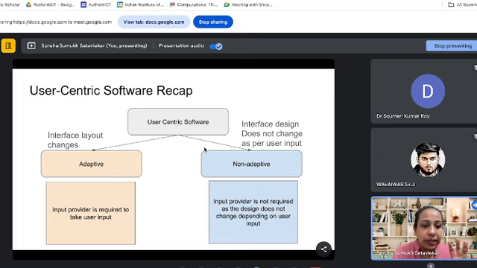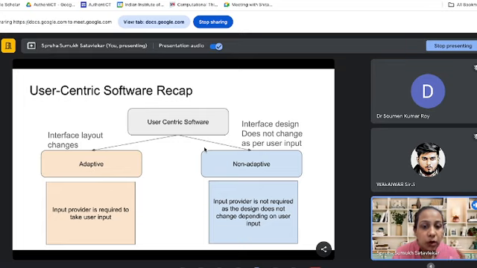To make it user centric, there are two ways. One is to continuously take in the user's input, capture it, and then make the layout adaptive. That is the adaptive way of doing it. The other option is not to capture the user actions and performance in terms of actual user input, but to capture some information about user behavior in general, not the specific user, and make it non-adaptive.